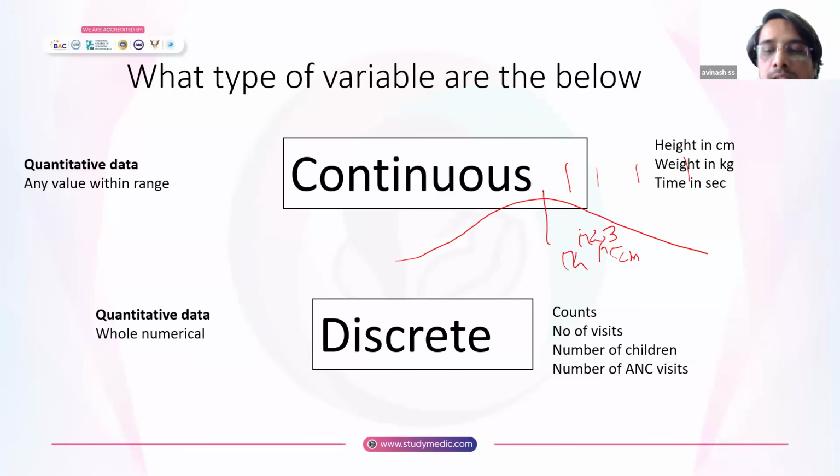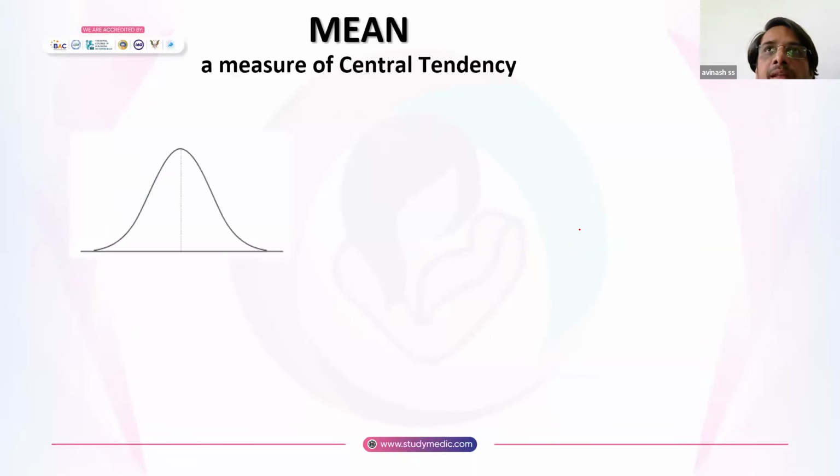So this is another way of classifying quantitative variables. A quantitative variable can be discrete or continuous. Even for a ratio scale variable, both options will not be given for a quantitative variable.